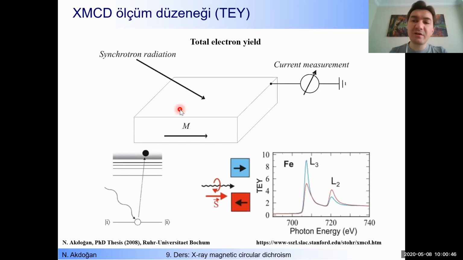If it is required, you can do like this. First of all, apply a magnetic field and magnetize your material, and then remove the magnetic field during the measurement. So there is no magnetic field. Changing the polarization, right circularly polarized light, left circularly polarized light, you can carry out energy scans.